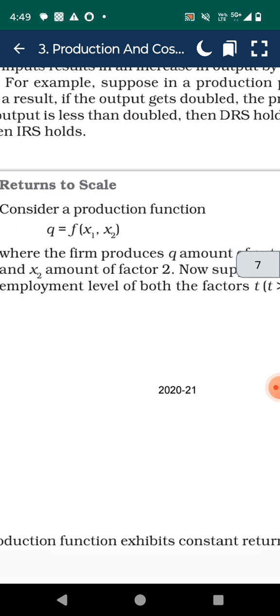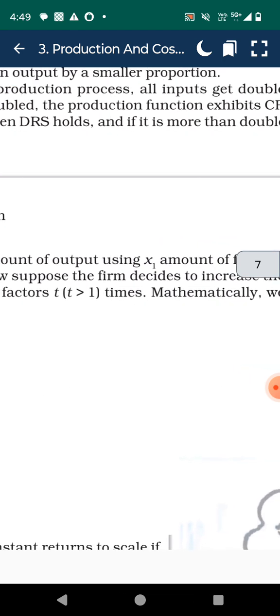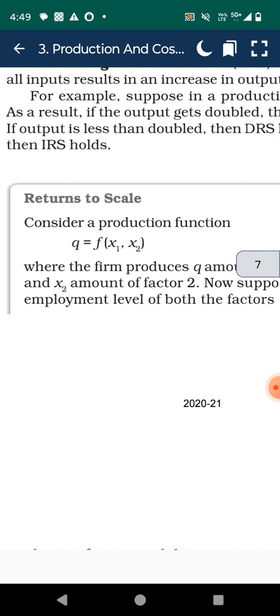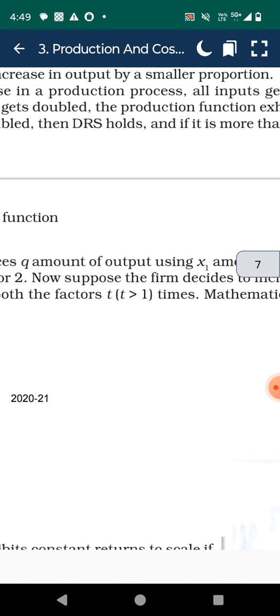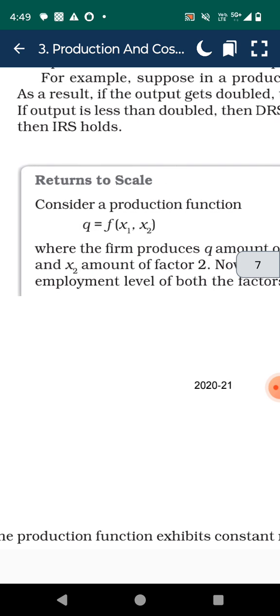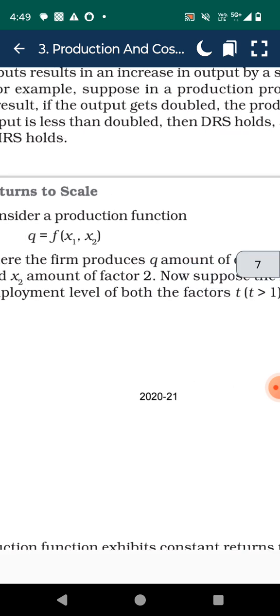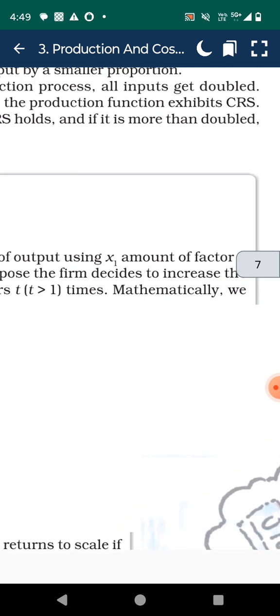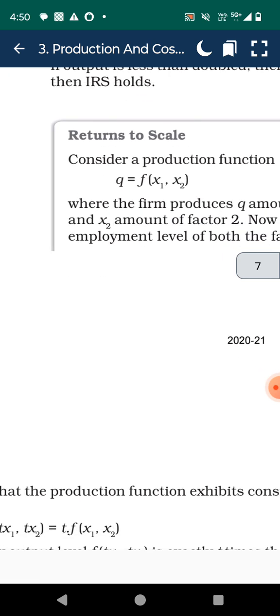For example, suppose in the production process all the inputs get doubled. As a result, if the output gets doubled, the production function exhibits constant returns to scale. If output is less than double, then decreasing returns to scale hold, and if it is more than double, then increasing returns to scale.